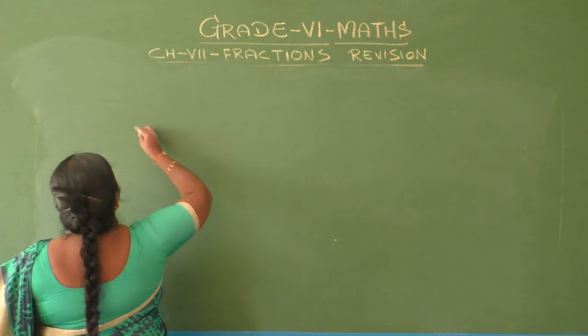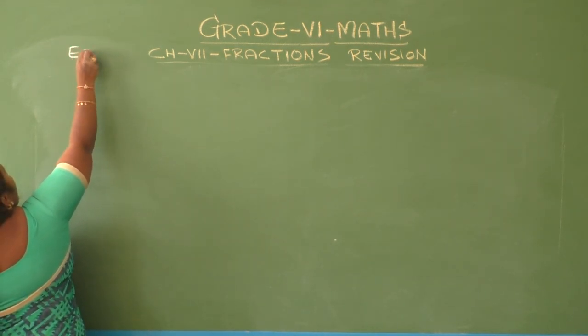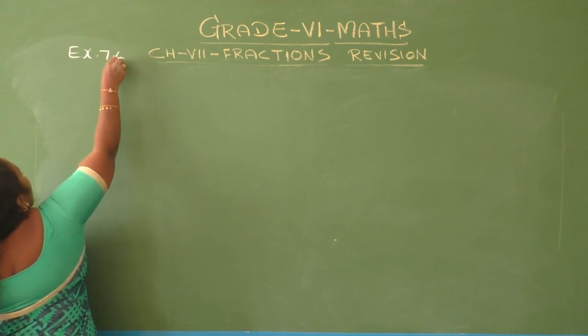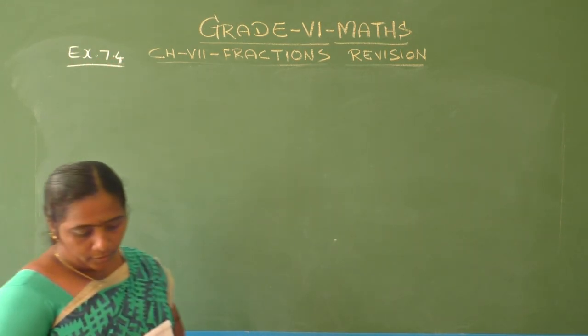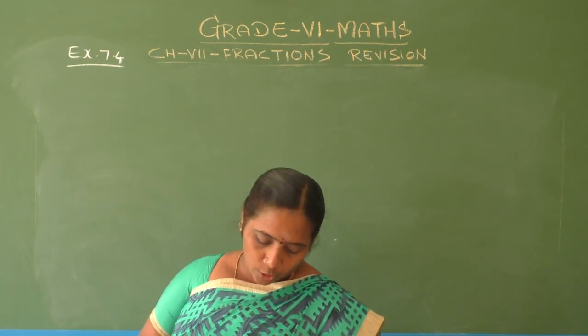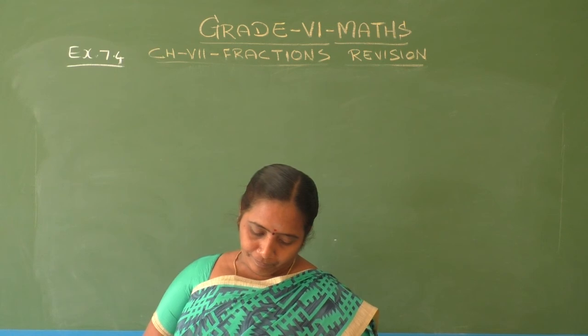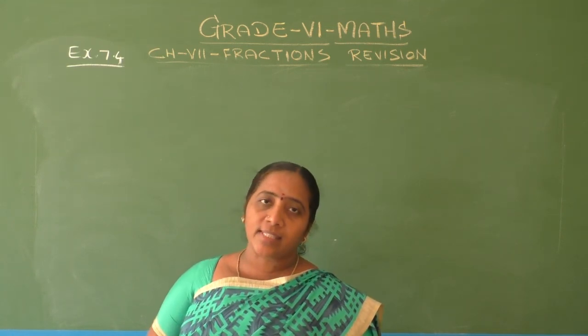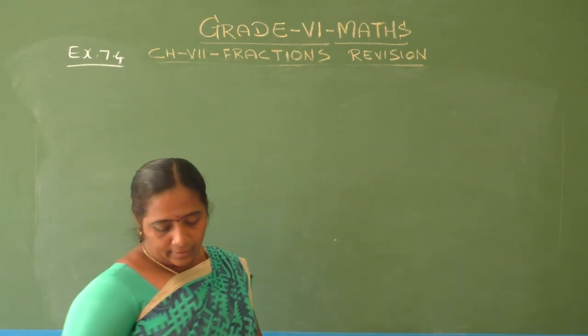Okay, next one we are going to see exercise 7.4. In 7.4, Roman number 2 and Roman number 5 are more or less the same. We are going to compare the fractions and write which is greatest, which is smallest. Okay, see the first one.